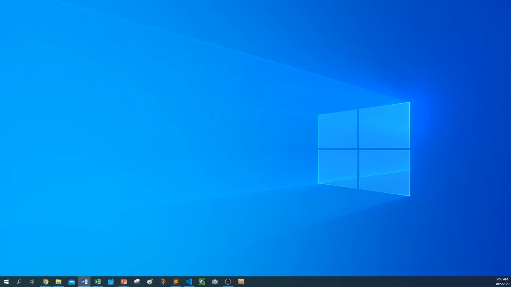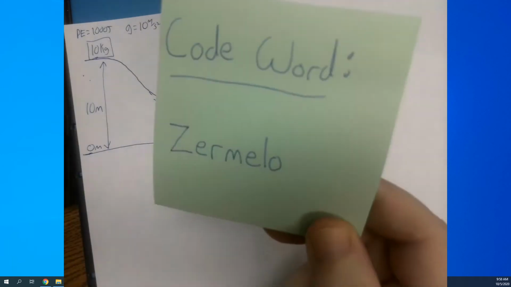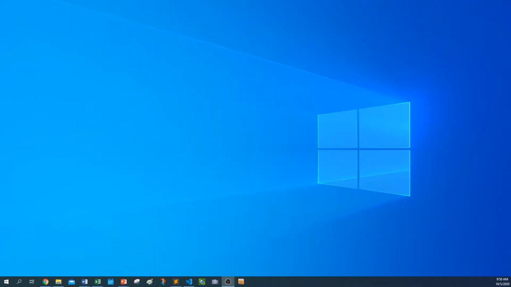Are there any questions about the test? I got one question. What's that? Here's the code word. So 20 multiple choice, and then there is a 20 table thing. So 1 point for every thing in the table.